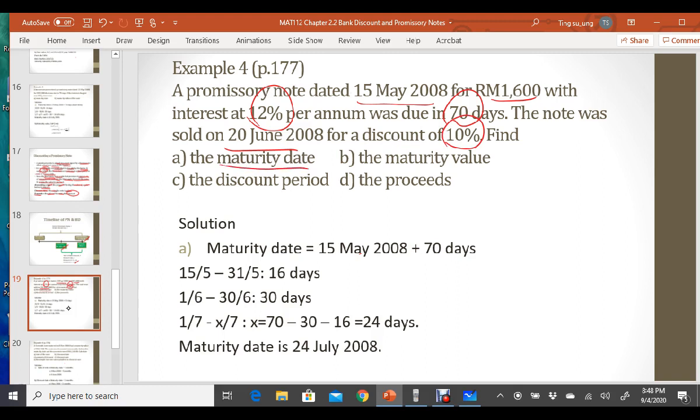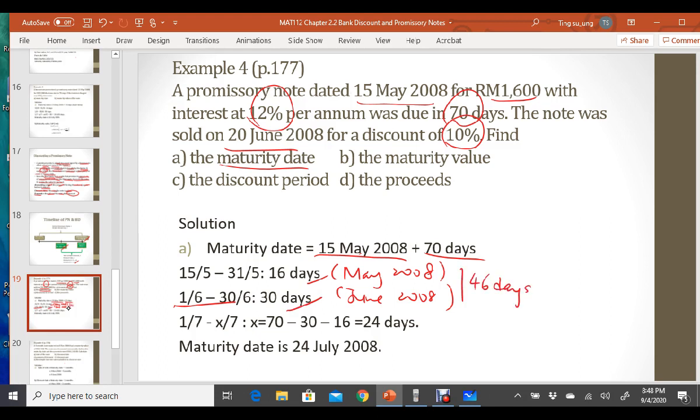So what is the maturity date? This one we already explained in example 3. It is 15 May plus 70 days. You can calculate, this is for May 2008, right? In May 2008 you have 16 days. Then after that, the whole of June 2008, 1 to 30, is 30 days. So the total is already 46 days. Am I right? So the balance will be 24, meaning the maturity date will be on 24th of July 2008.